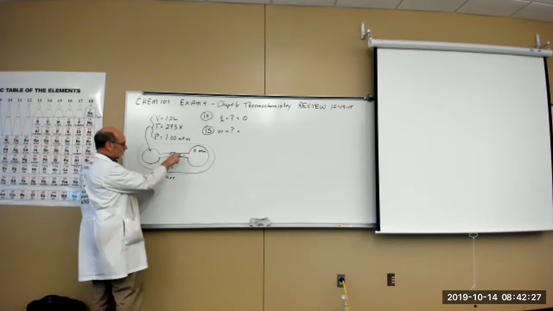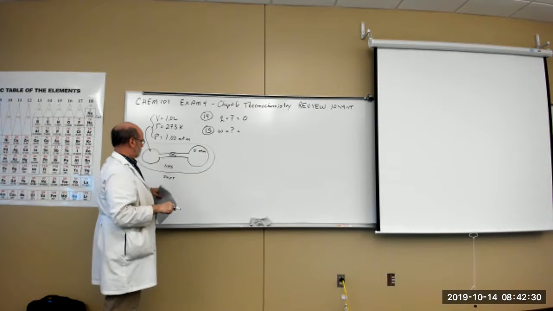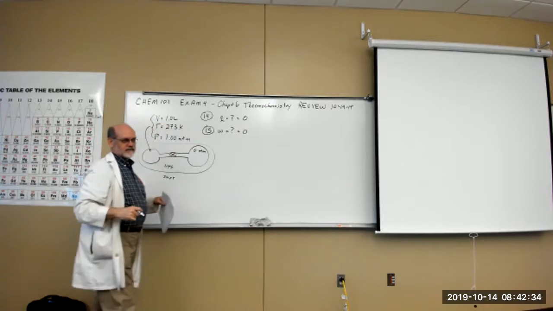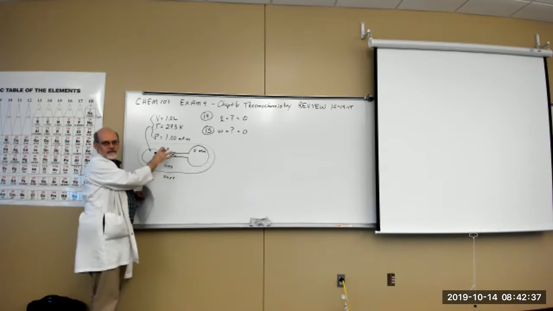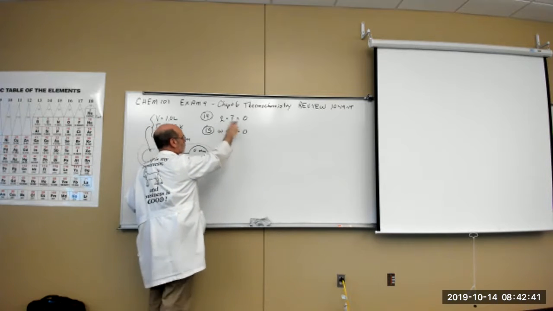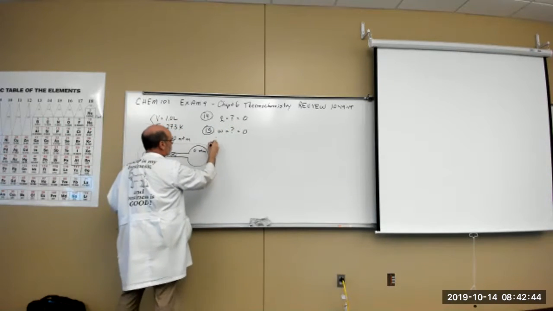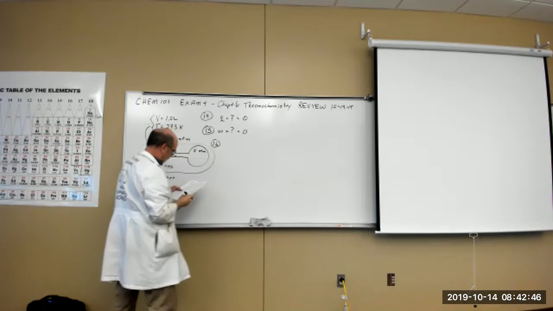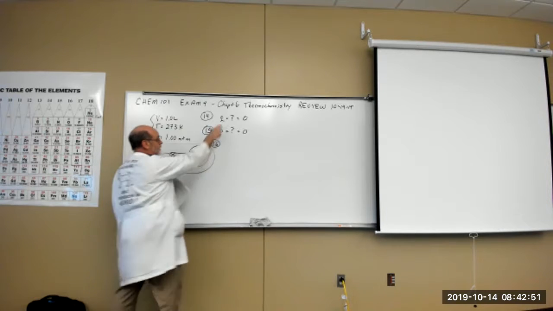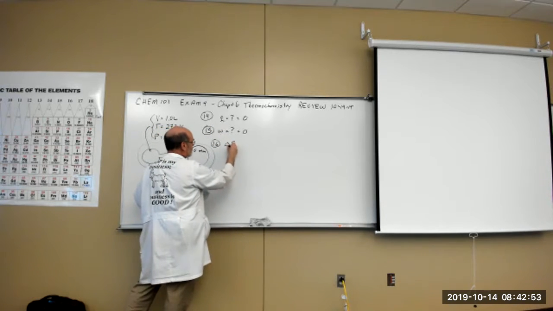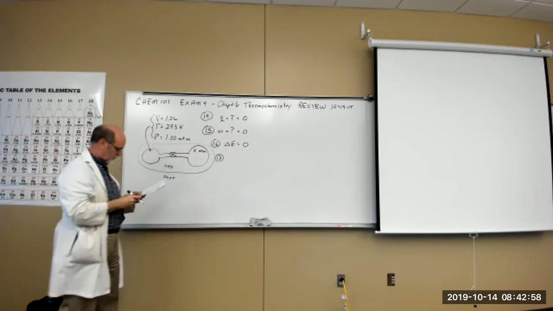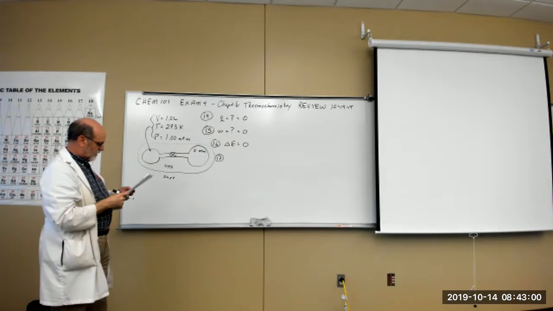Right, so whatever happens inside the system stays in the system. This is Vegas. Whatever happens in here stays here. So there's been no change in Q, there's been no change in W. How about internal energy? Well, if these don't change, delta E can't change either. How about delta H?